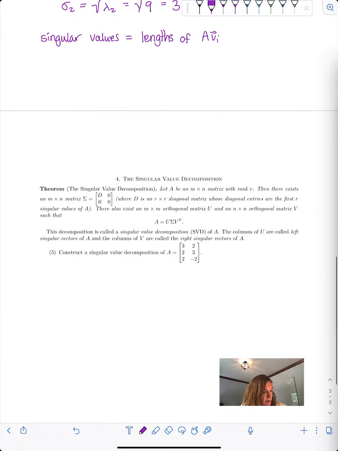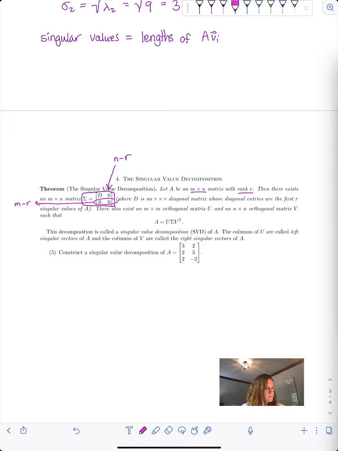So this says we start out with an m by n matrix of rank r. Remember, that's the number of linearly independent columns. Well, then there exists a sort of almost diagonal matrix, but it just has some extra zeros. If D is r by r and that whole matrix sigma is m by n, the number of extra columns of zeros is n minus r, and the number of extra rows of zeros is m minus r.